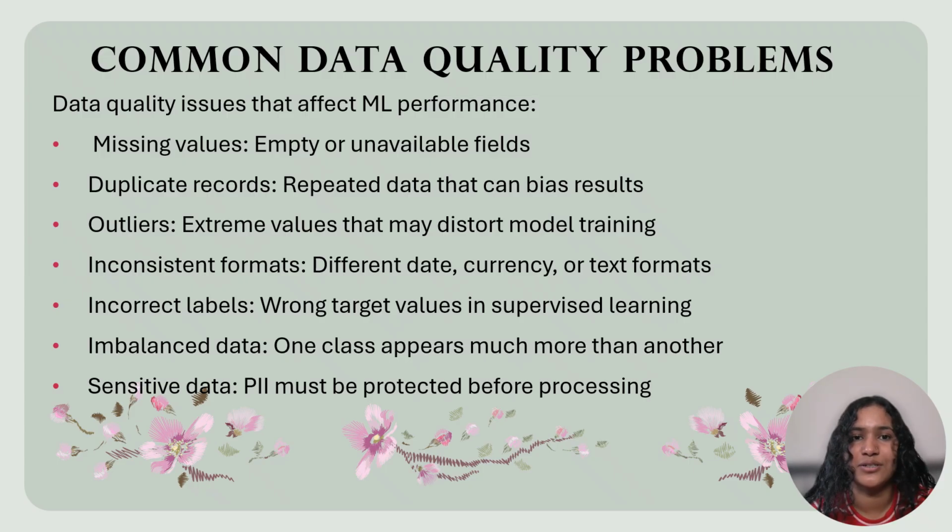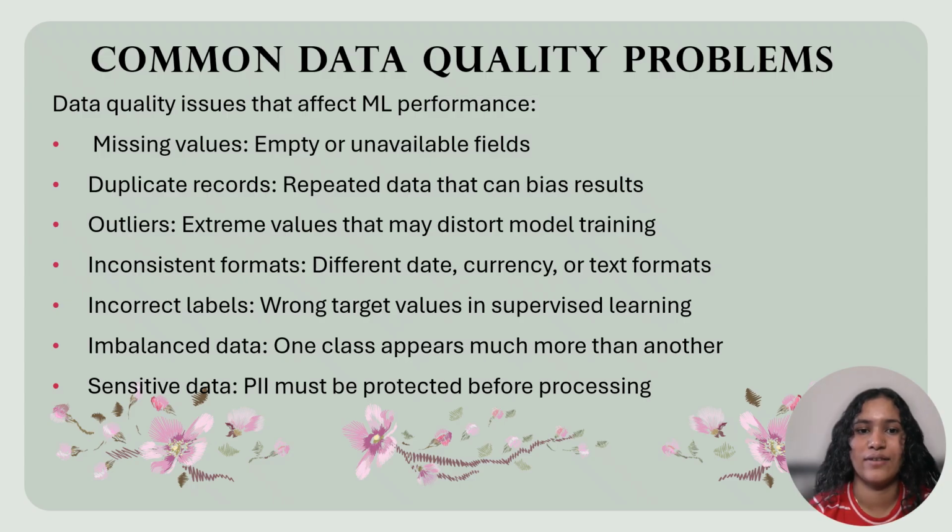The second issue is duplicate records. This happens when the same data appears multiple times. Duplicates can bias the results because the model may give too much importance to repeated information. Another common problem is outliers. Outliers are unusually high or low values that are very different from the rest of the data. For instance, if most house prices are between $100,000 and $500,000, a price of $10 million would be an outlier. These extreme values can distort model training.